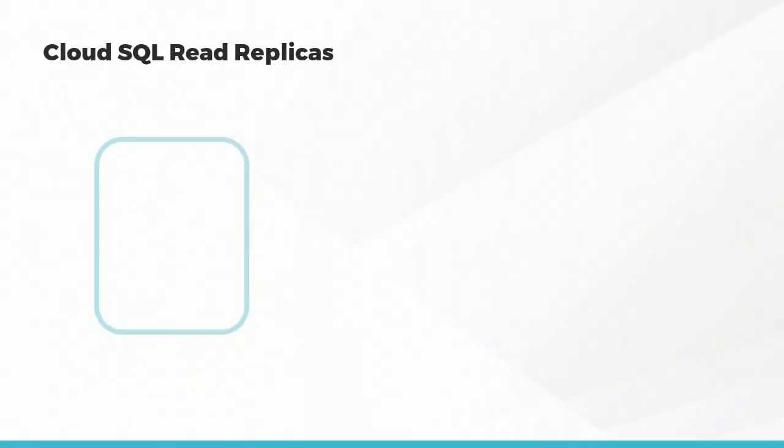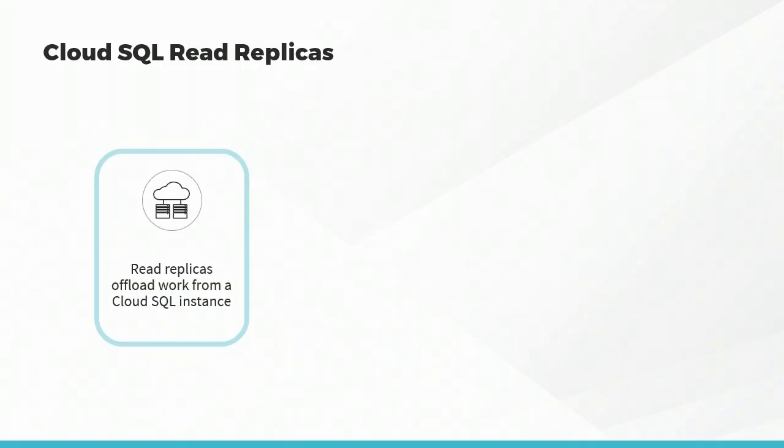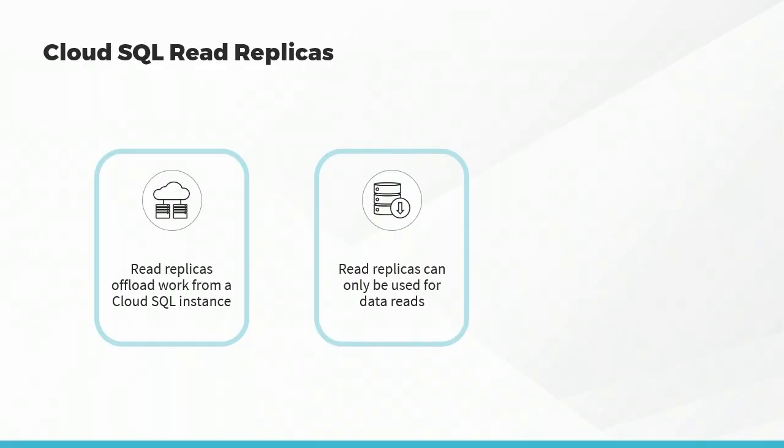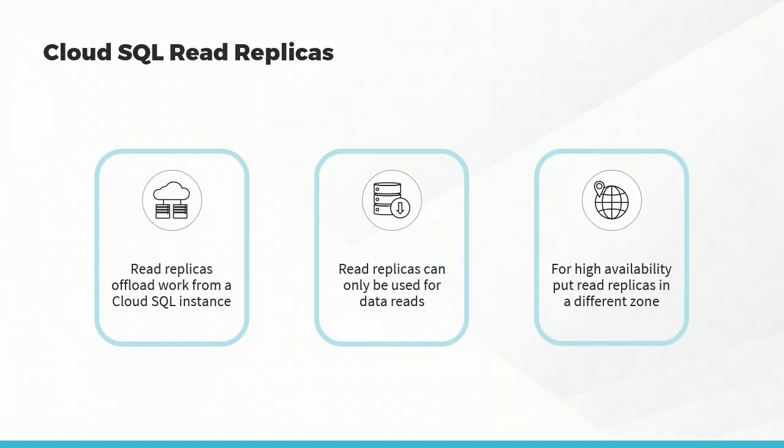Now, when we're talking about Cloud SQL read replicas, what we're doing here is offloading our work from a Cloud SQL instance. The read replica is just an exact copy of the primary instance, and so data and other changes on the primary instance are updated in real time on the read replica. Read replicas can only be used for data reads, not for writes. We also have high availability, since we could put read replicas in a different zone.